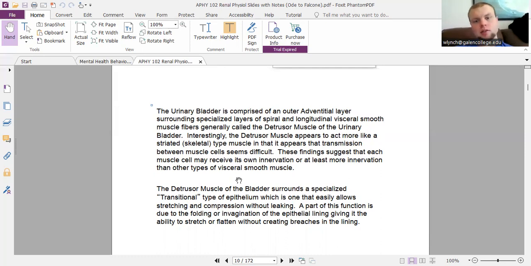Our musculature is going to surround that inner mucosal layer, and that is going to be composed of our transitional epithelium, which we mentioned earlier. This is going to allow for stretching and compression so that we can accommodate a larger fluid volume and expand the surface area inside of the bladder.